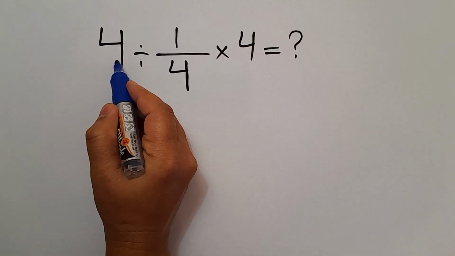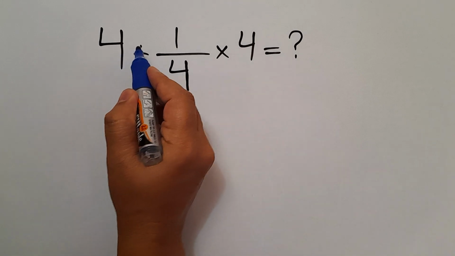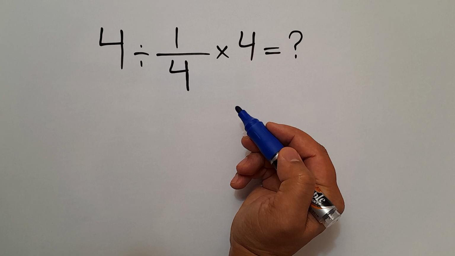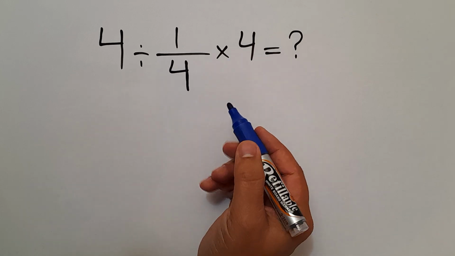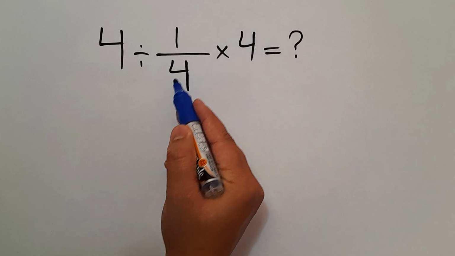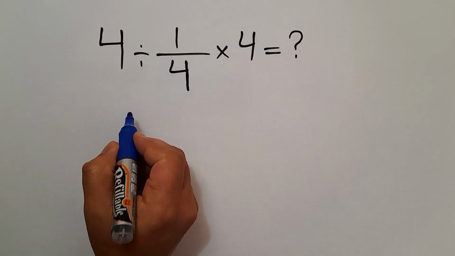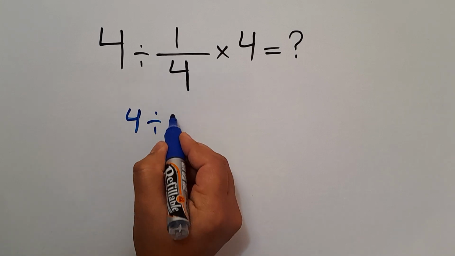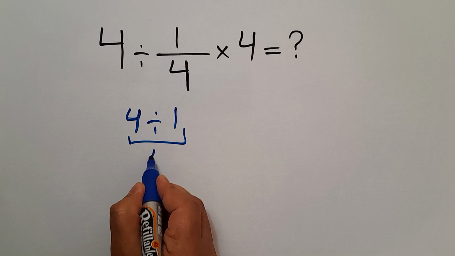In this video we want to find the value of this expression: 4 divided by 1 over 4, then times 4. Are you ready to solve? Let's go ahead and get started. Here this 4 and this 4 easily can cancel each other out. So we have just 4 divided by 1 and this is equal to 4.